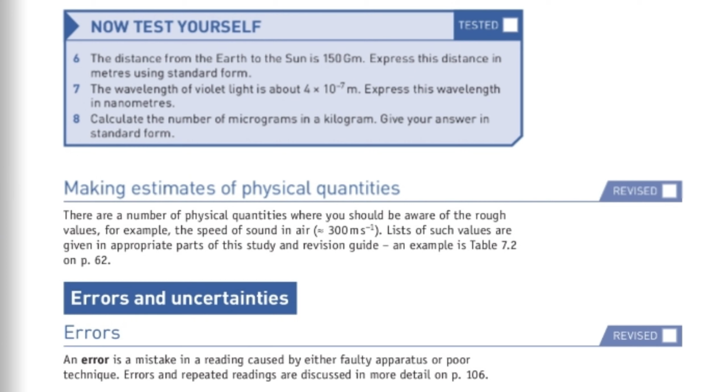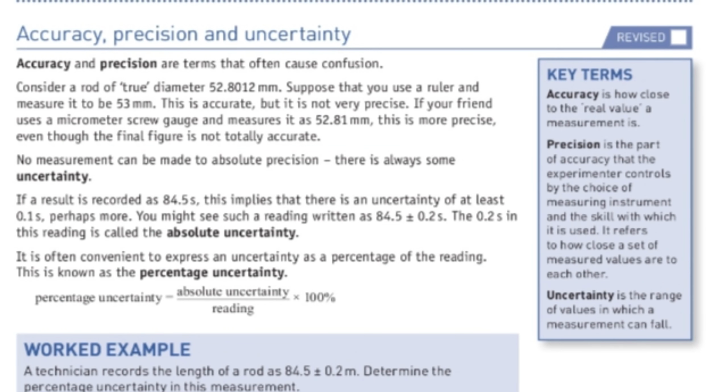Errors and uncertainties. Errors. An error is a mistake in a reading caused by either faulty apparatus or poor experimental techniques. Errors and repeated readings are discussed in more detail on page 106. Accuracy, precision, and uncertainty. Accuracy and precision are terms that often cause confusion. Consider a rod of true diameter 52.8012 millimeters. Suppose that you use a ruler and measure it to be 53 millimeters.